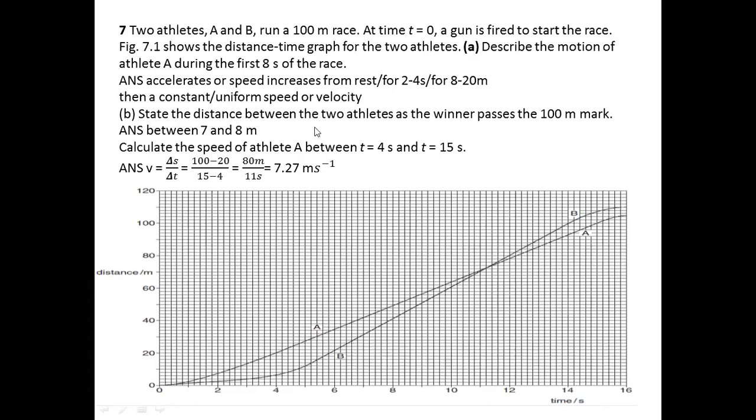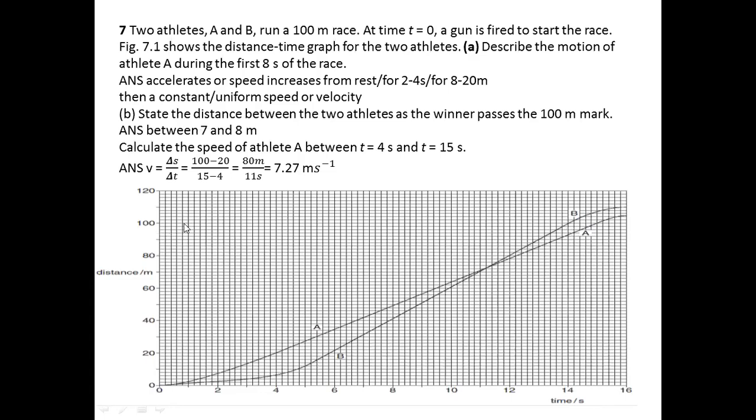State the distance between the two persons as the winner passes the 100 meter mark. It is between 7 to 8 meter. So at the 100 meter mark, you have to see what is the vertical distance between B and A. One box is equivalent to 2 meter here. So the answer will be approximately 7 to 8 meter.